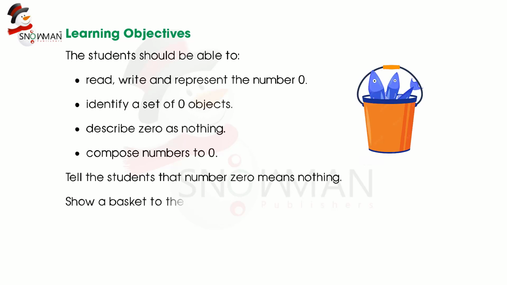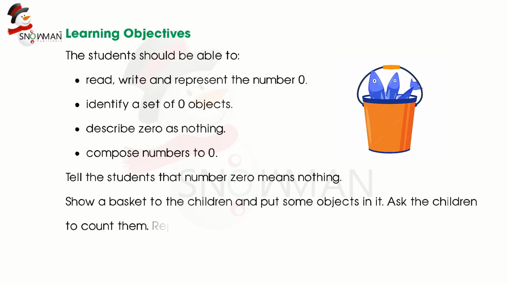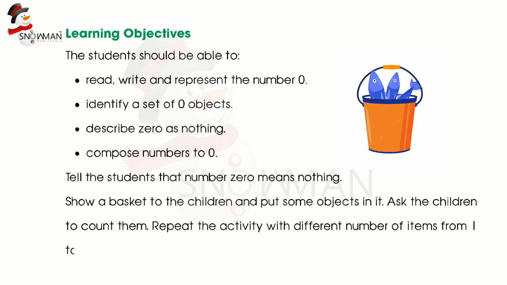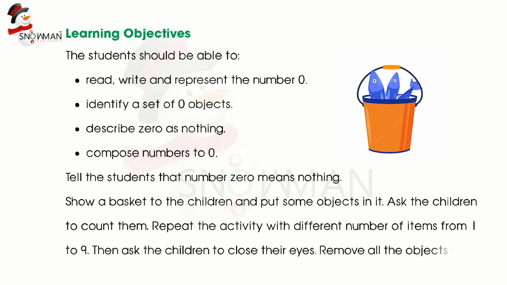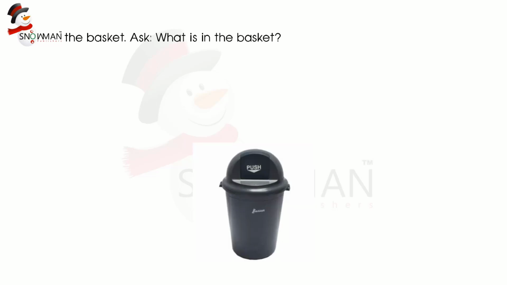Show a basket to the children and put some objects in it. Ask the children to count them. Repeat the activity with a different number of items from 1 to 9. Then ask the students to close their eyes. Remove all the objects from the basket. Ask what is in the basket. When they say nothing, tell them the basket is empty.